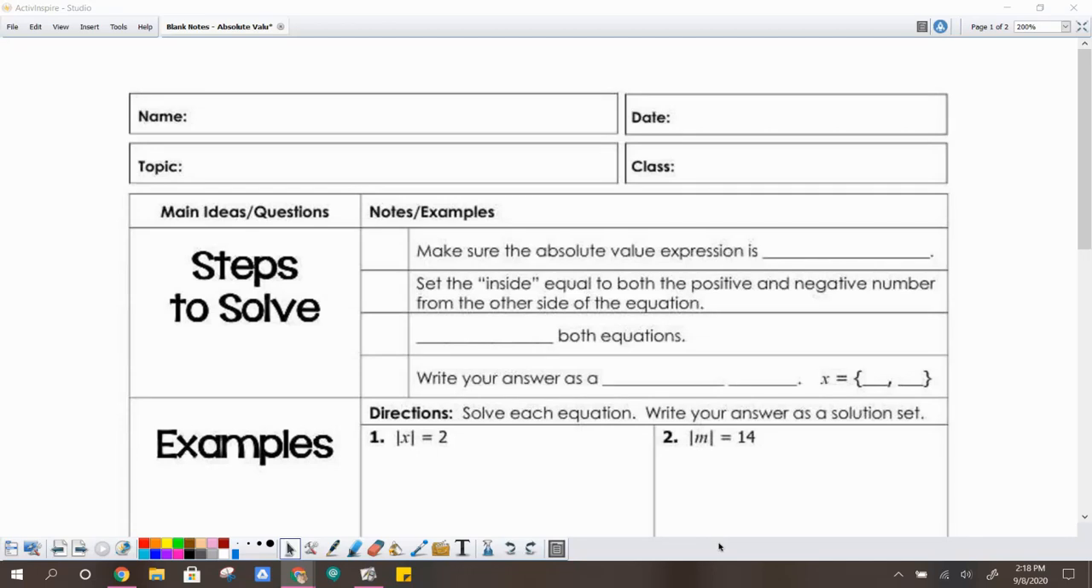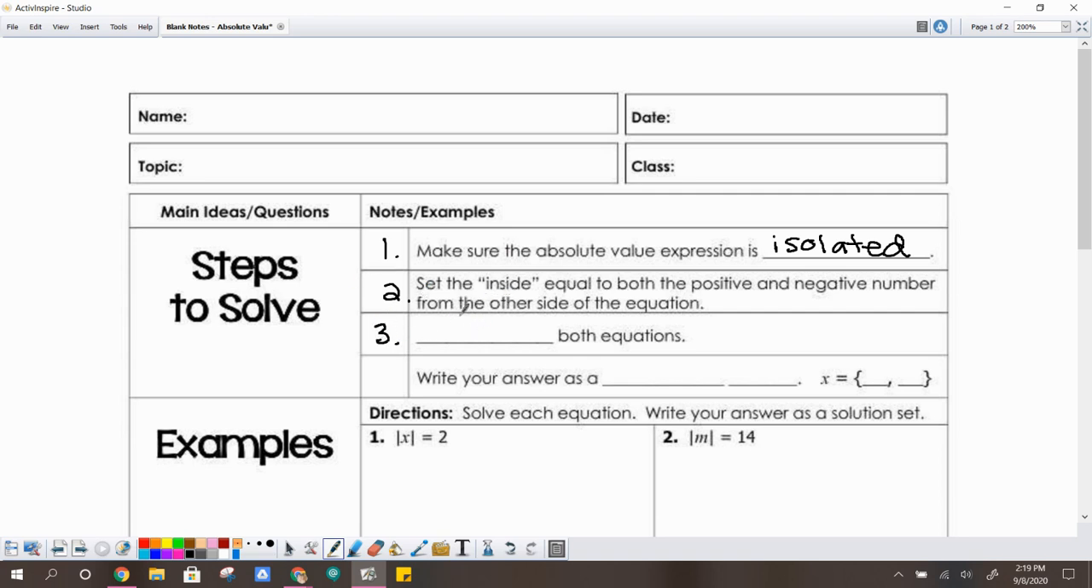Today we're talking about solving absolute value equations. There are 4 steps that you need to follow. Step 1 is to make sure that your absolute value expression is isolated. So you want to make sure that your absolute value part of your equation is all by itself before you can go any farther. Step 2 is to set the inside equal to both the positive and negative number from the other side of the equation, and I'll show you what that looks like in a minute.